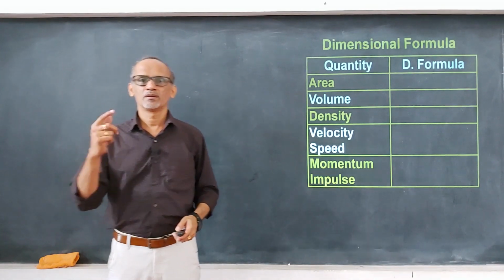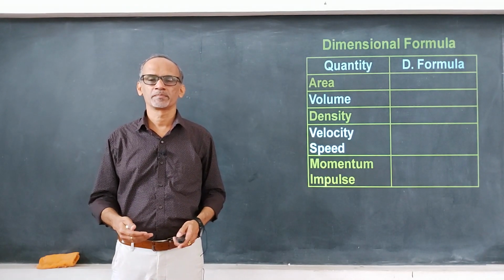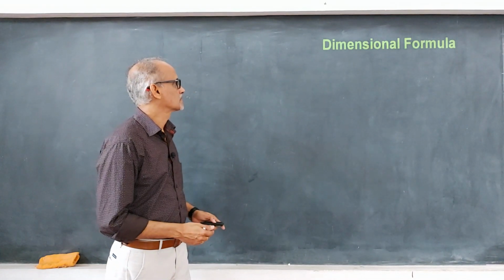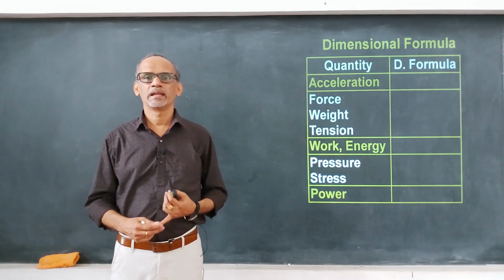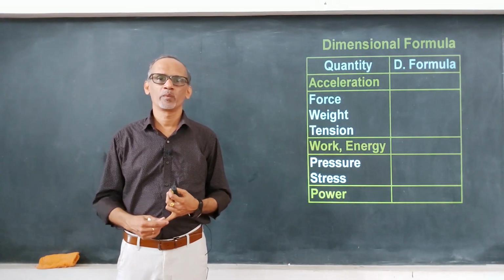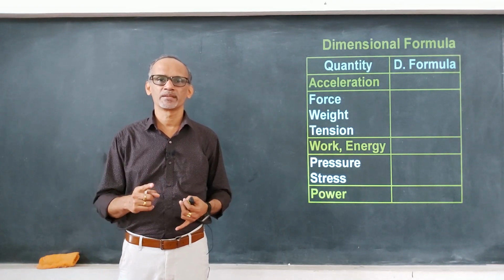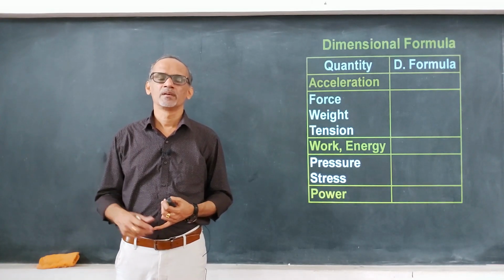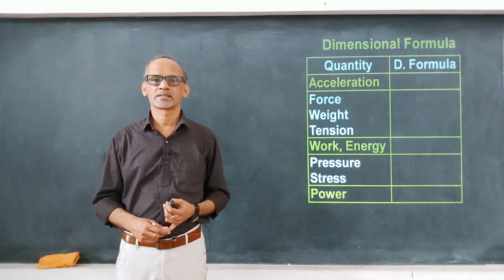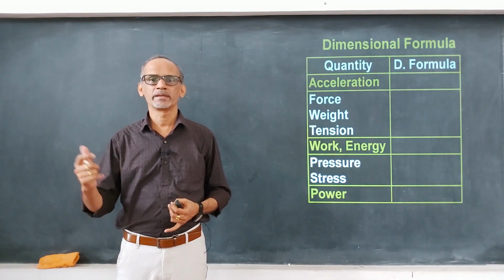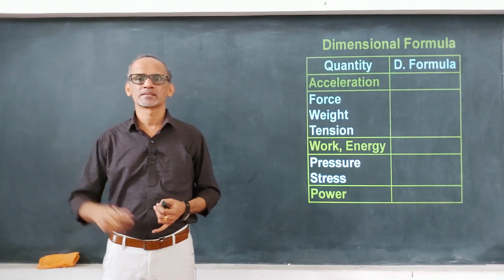Remember all these dimensional formulas, only then will you be able to understand our next topic. Then one more list. Acceleration, LT minus 2. Force, weight and tension, MLT minus 2. Acceleration is LT minus 2, force is MLT minus 2. Work and energy, ML square T minus 2. Pressure and stress, ML minus 1 T minus 2, and finally power, which is ML square T minus 3.